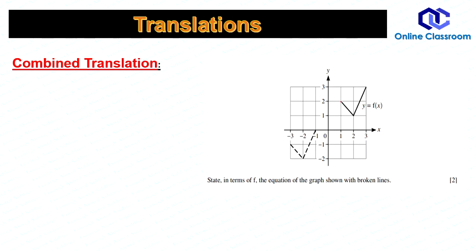If I select a point, suppose this, and this point comes here, it means it has to move 1, 2, 3, 4 units towards left, minus 4, then 1, 2, 3 towards down, minus 3. This is your vector, minus 4, minus 3.